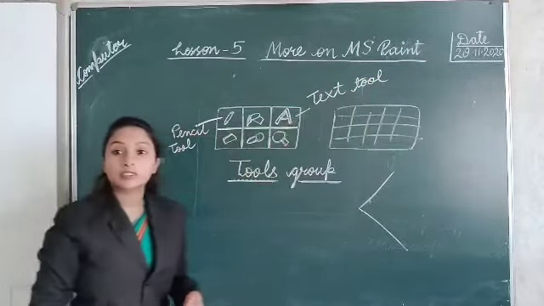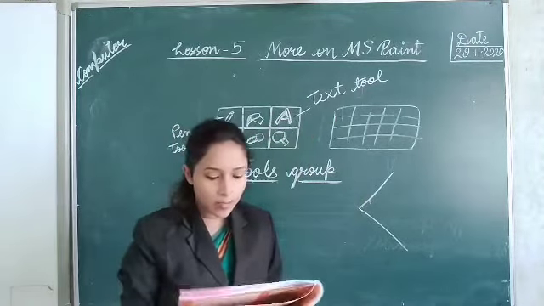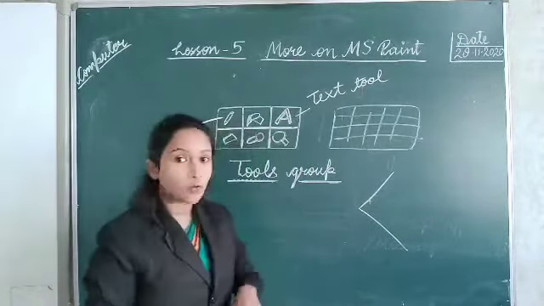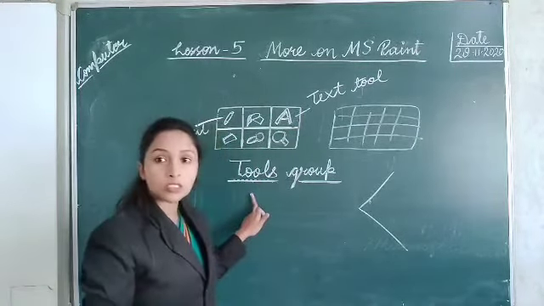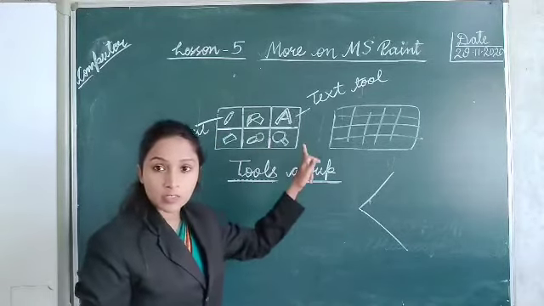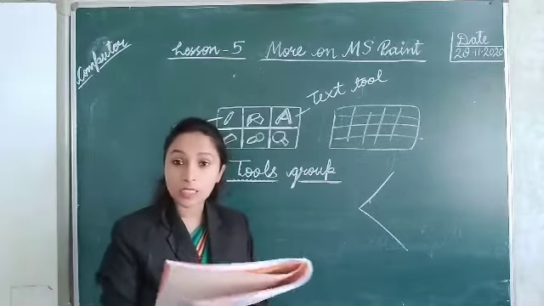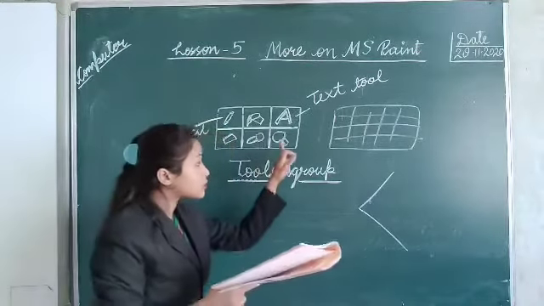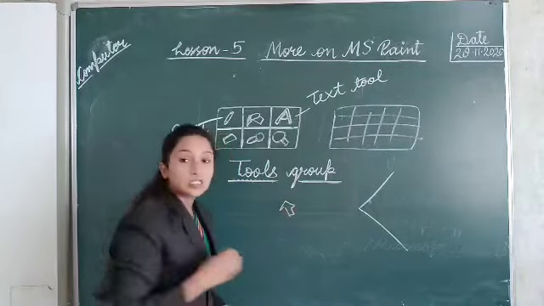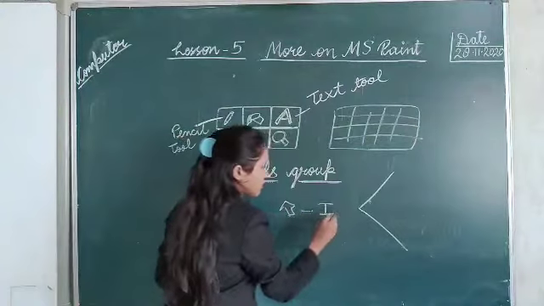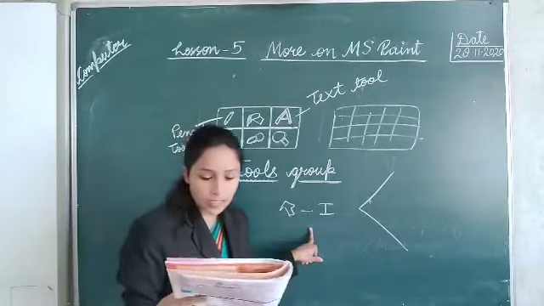Next, adding text. It is the text tool. First click on the text tool from the tools group. When you click on the text tool, your mouse pointer changes into an I shape. Is it clear?